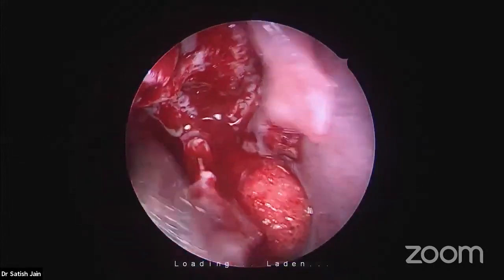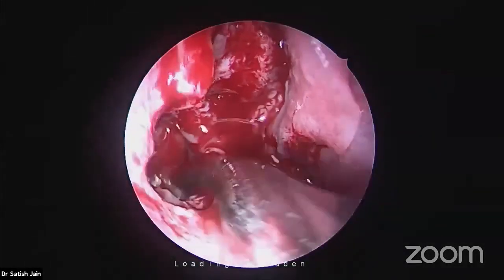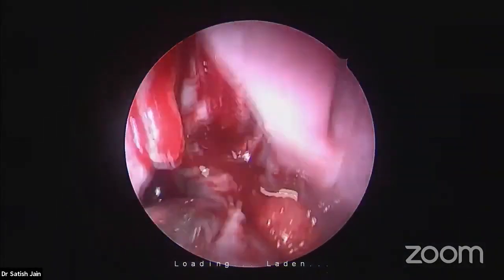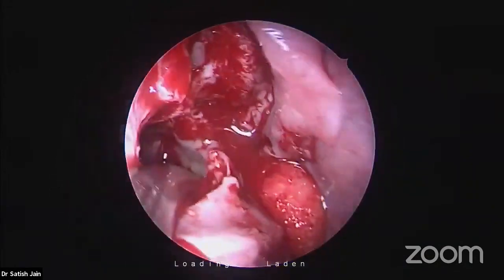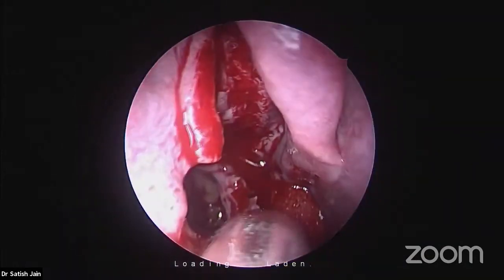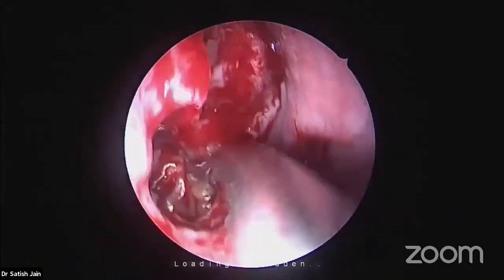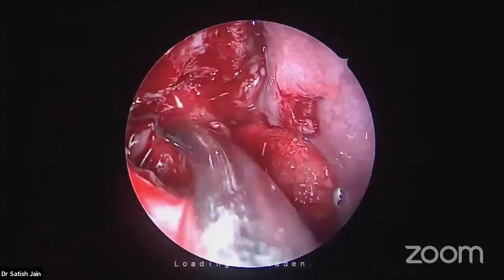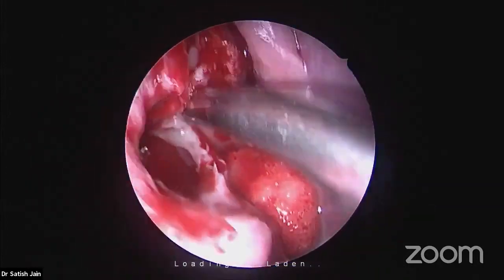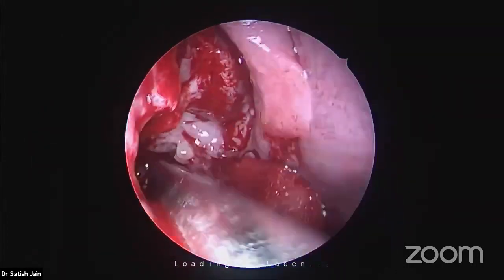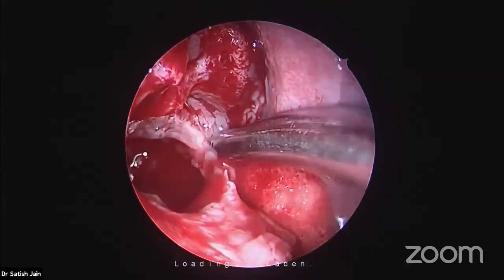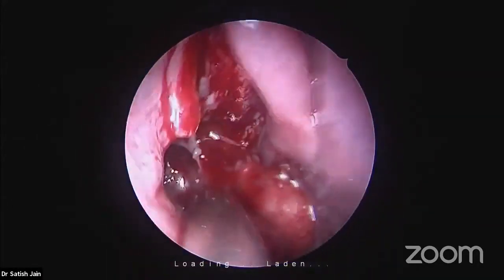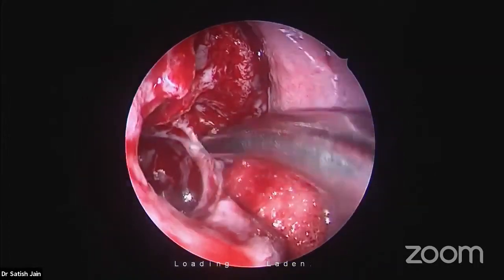This is my red 40 microdebrider and a wide angle 0 degree. The interior of the maxillary sinus we will see later with the 70 degree. And see the massive polypoidal mucosa. This patient has eosinophilic disease. The profile is purely eosinophilic. I will create a little bigger antrostomy so that I can deliver more steroids more effectively in the post-operative period.